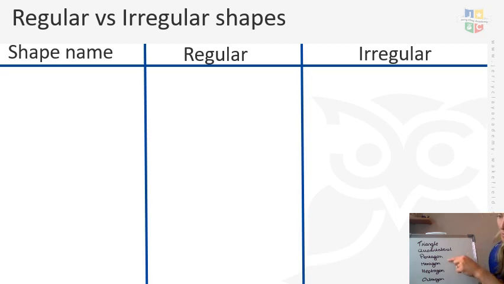Now, if you can't remember what these look like, roll the video back until you get to the page where we talked about the different shapes. You can use that to help you draw them as regular shapes, and then you can have a go at doing them as an irregular shape as well. And then once you finish this, you can move on to the challenge sheet.